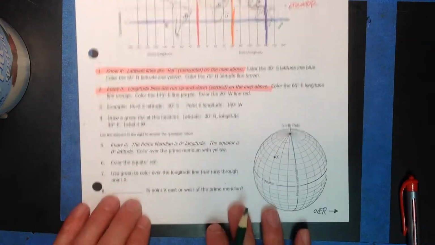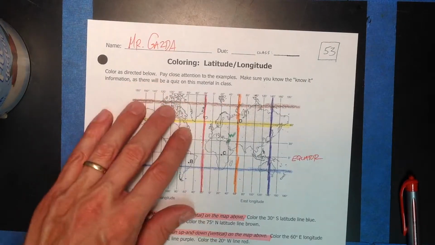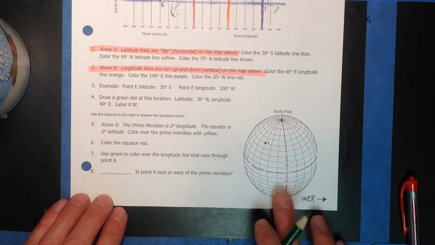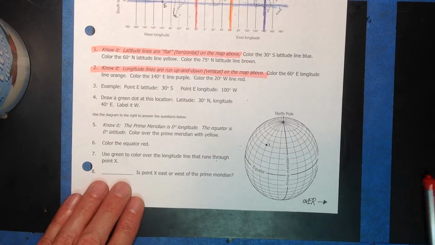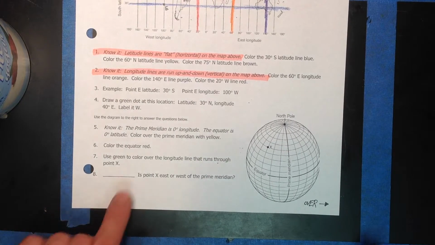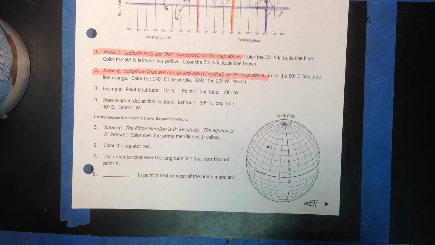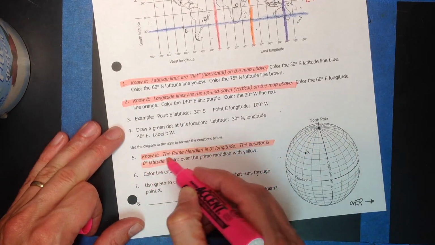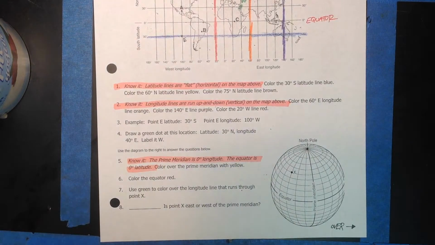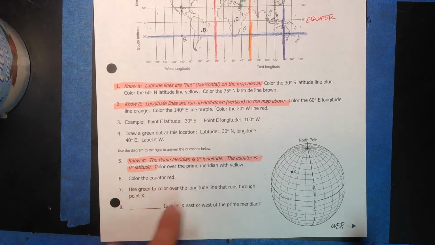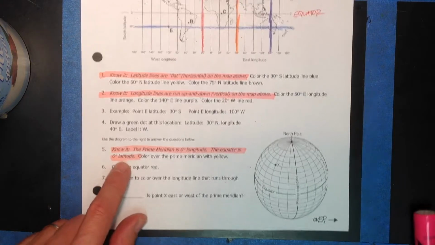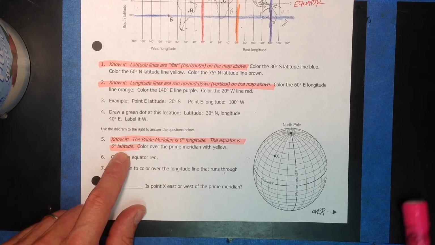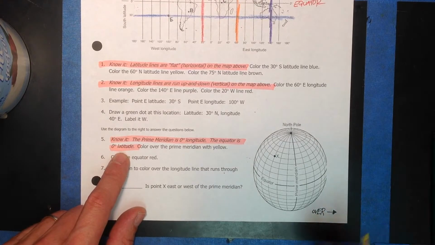So that's one way to see the grid. It's very kind of centered. This one here, check this out. 5 says the prime meridian is 0 longitude. There's another know it. Know it is stuff that is important for the quiz, so you need to know it. The prime meridian is 0 degrees longitude. The equator is 0 latitude. And it says color over the prime meridian yellow.